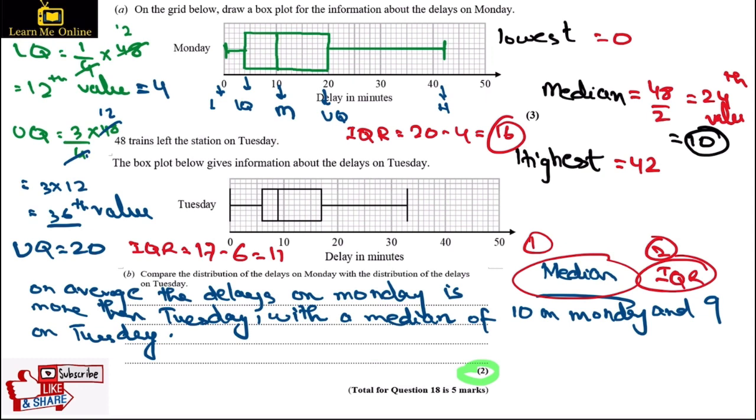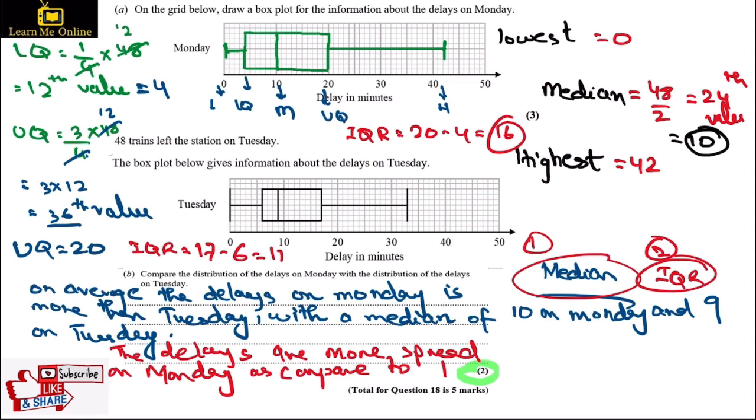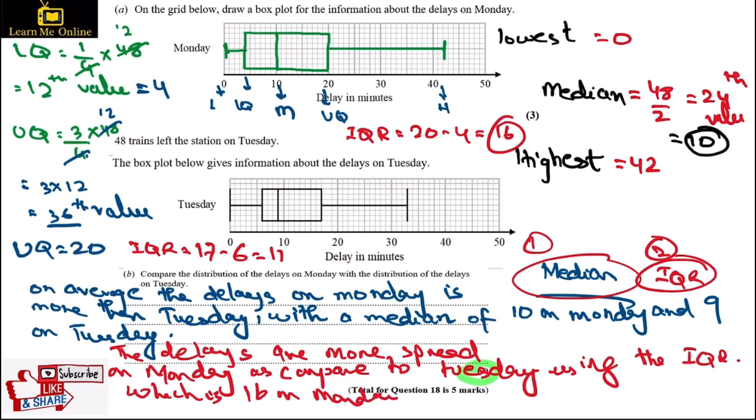So you can say that the delays are more spread on Monday as compared to Tuesday using the interquartile range, which is 16 on Monday and 11 on Tuesday. So you write down 2 points to get those 2 marks.